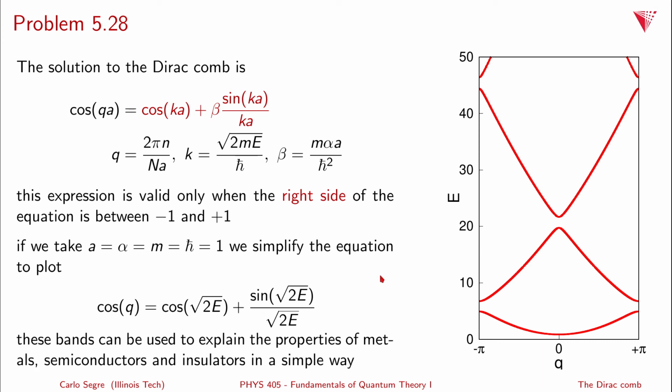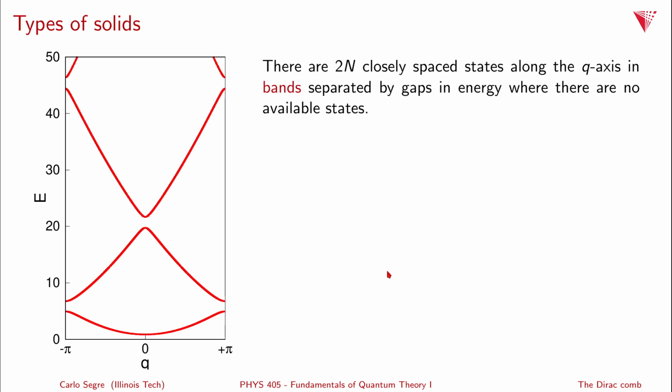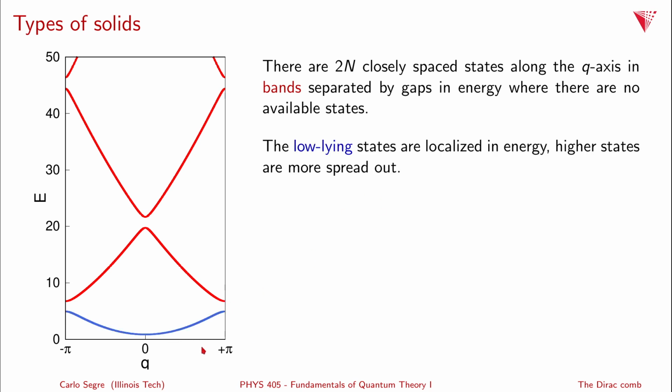All right, we can use these bands now to explain properties of metals, semiconductors, and insulators in a very simple way. So, as we said before, there are 2n closely spaced states along the q-axis in bands, 2n for electrons, separated by gaps in energy where there are no available states. The lowest lying states, which I've shown in blue, are much more localized in energy. Their energy spread is very small compared to the bands that are higher up in energy.